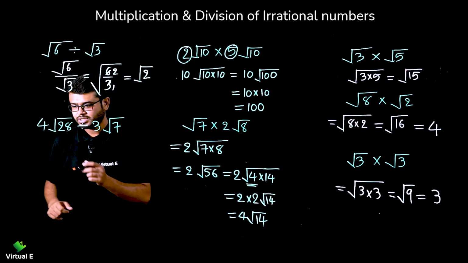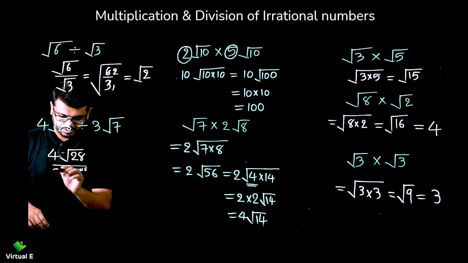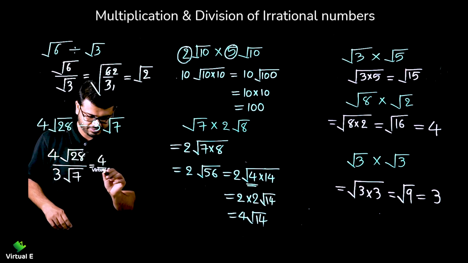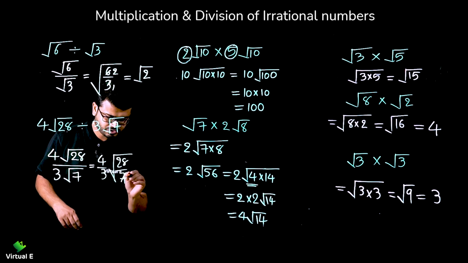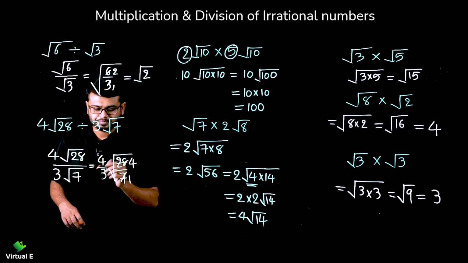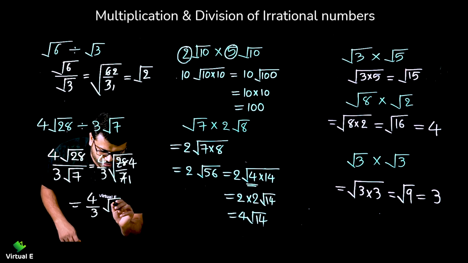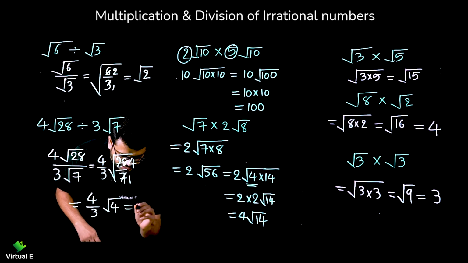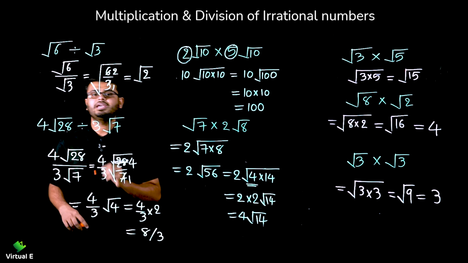Let's discuss one more question. So here 4 square root of 28 and here 3 square root of 7. So we can write 4 by 3 and here common square root, that is 28 by 7. So 7 ones are 7 and here 4s are 28. Now see how it is written actually. 4 by 3 into square root of 4. Now square root of 4 we know very well, that is what? 2. So we can write 4 by 3 into 2. So 4 twos are 8, that is 8 by 3, the final answer.